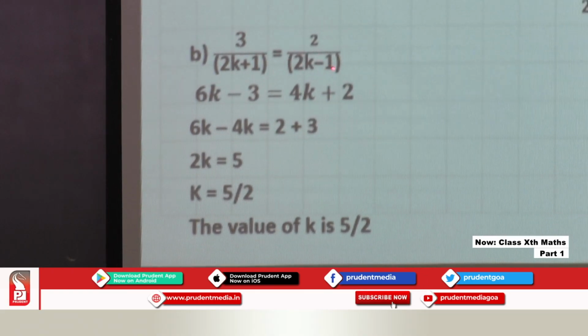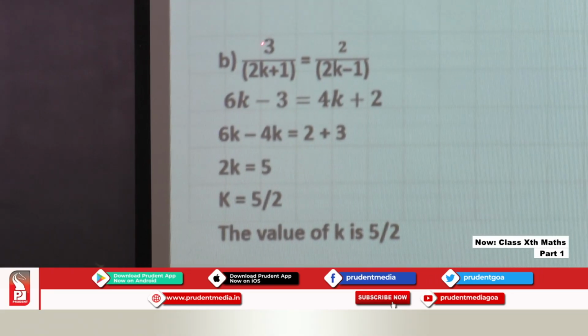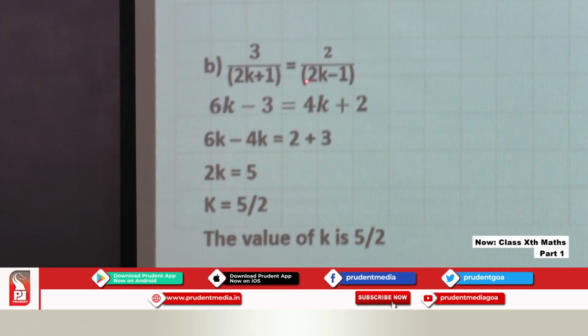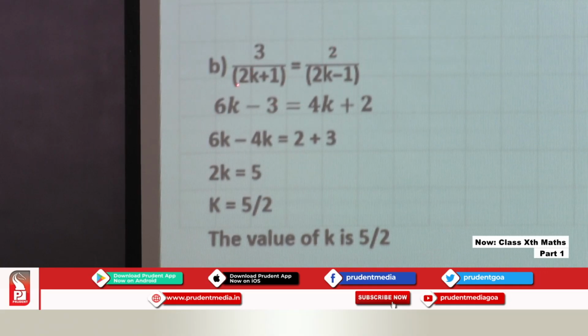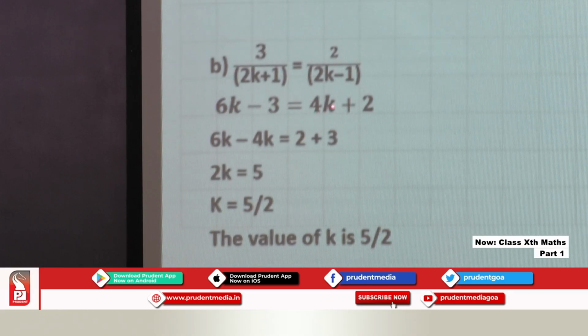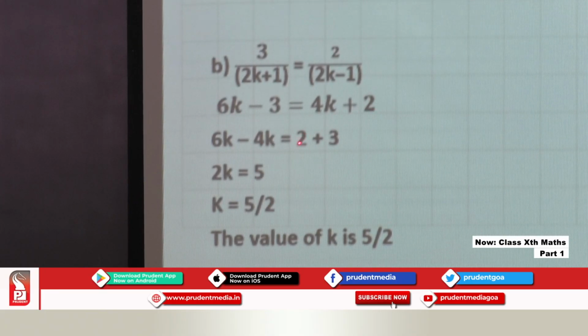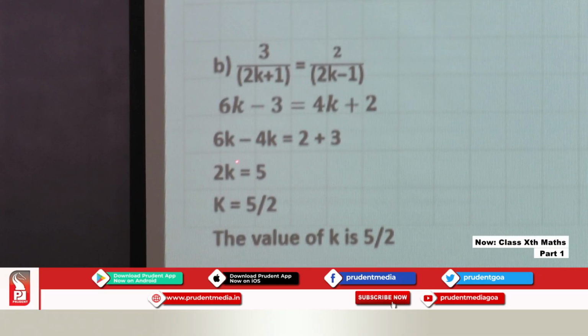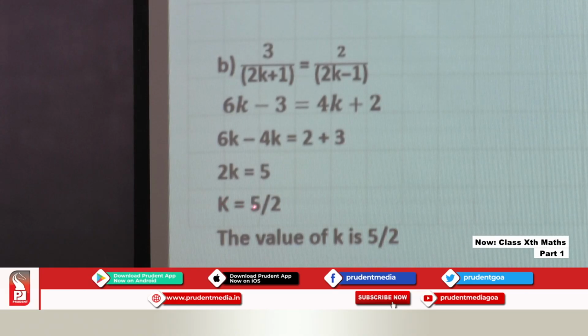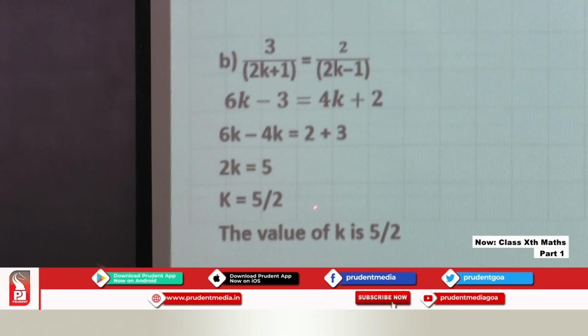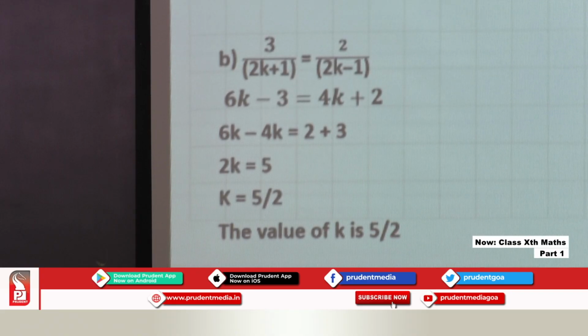Now, I am doing cross multiplication. Remember that the 3 will get multiplied to both terms. 3 multiplied by 2k is 6k, 3 ones are 3, minus 3, is equal to 2 multiplied by 2k is 4k plus 2 multiplied by 1 is 2. Then I have shifted the terms. 6k, 4k I have shifted here, so minus 4k. This minus 3 I have shifted to the right hand side, so it is 2 plus 3. So 6k minus 4k is 2k, 2 plus 3 is 5. Then the multiplying term I have taken to that side, so I get k is equal to 5 upon 2. Finally I write here the value of k is 5 upon 2.